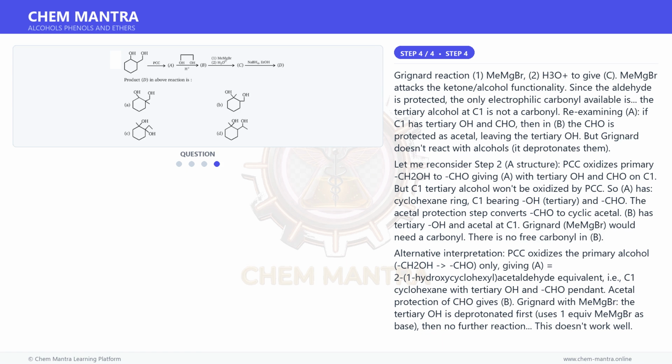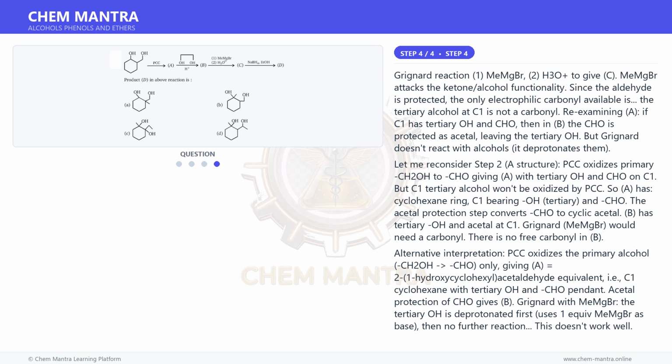Alternative interpretation: PCC oxidizes the primary alcohol, CH2OH to CHO, only, giving A as the 1-hydroxycyclohexyl aldehyde equivalent, i.e. C1 of cyclohexane with tertiary OH and CHO pendant. Acetal protection of CHO gives B. Grignard with MeMgBr, the tertiary OH is deprotonated first, using 1 equivalent of MeMgBr as base, then no further reaction. This doesn't work well.